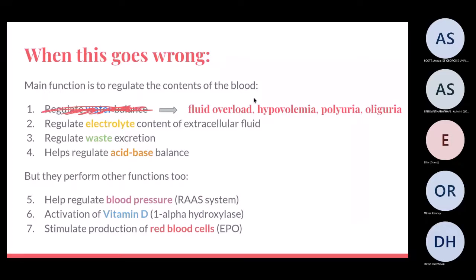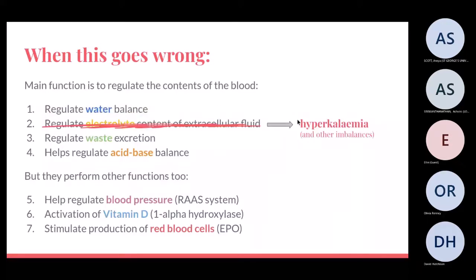Or vice versa, you can get rid of too much water if the kidneys aren't working properly. So you can lose too much fluid volume in your body, you can get hypovolemic, or you can pass too much urine, polyuria. And if you knock out the kidney's ability to regulate electrolytes, you will get things like hyperkalemia, which is the big nasty electrolyte imbalance when the kidney's involved.